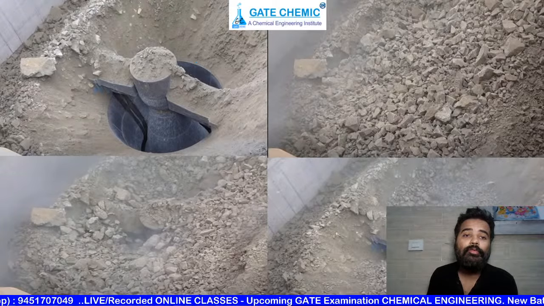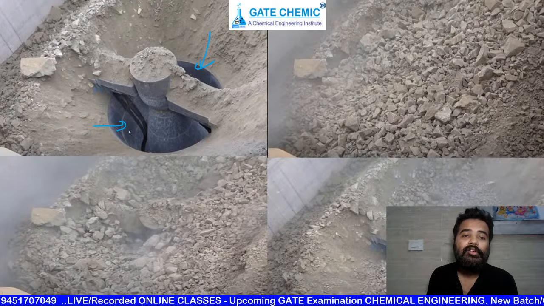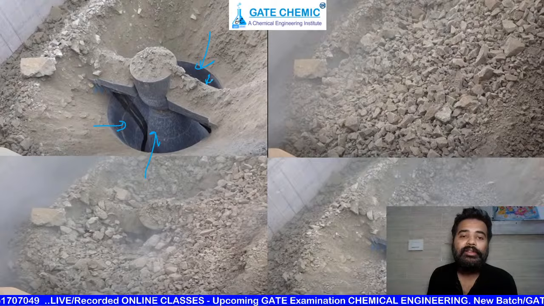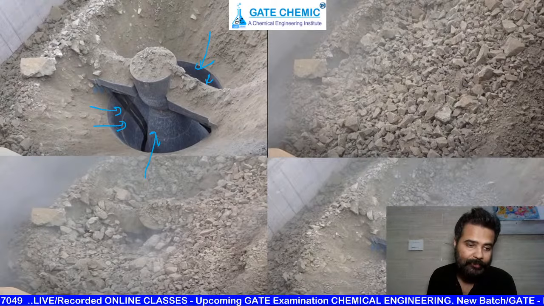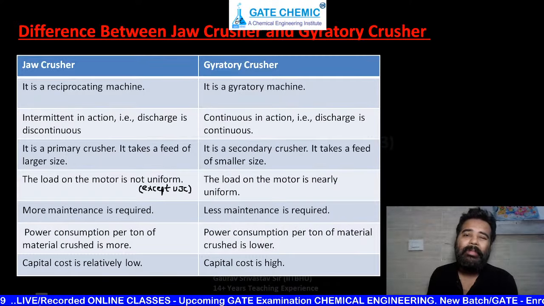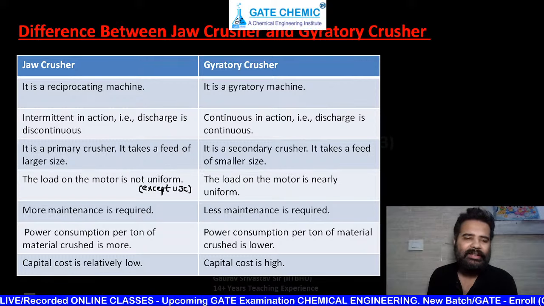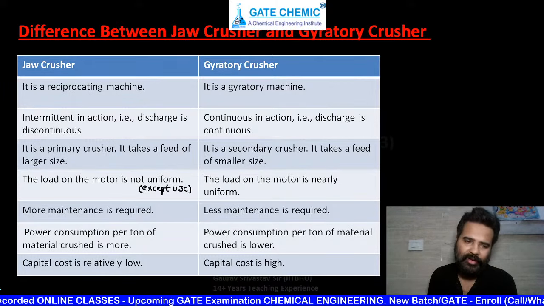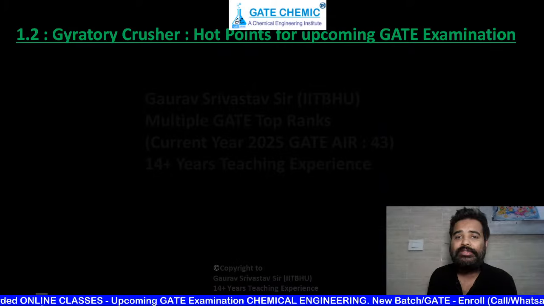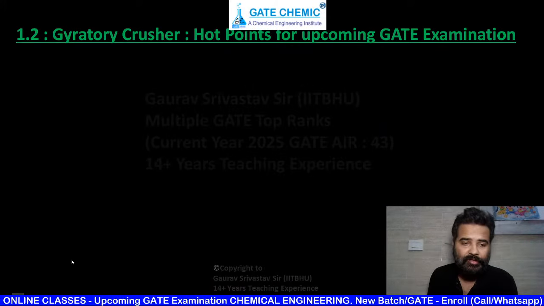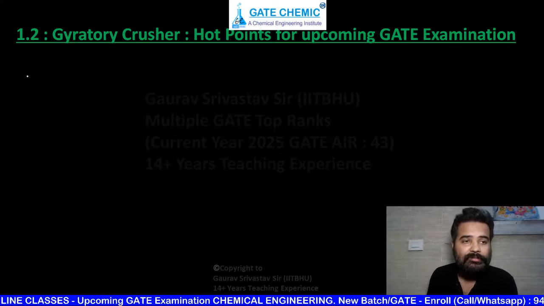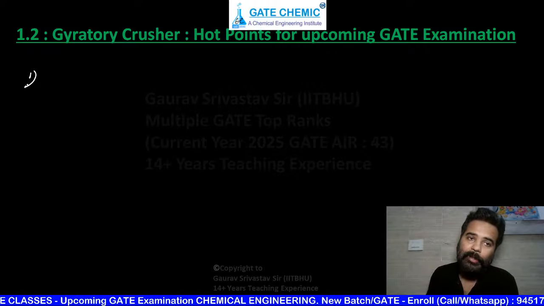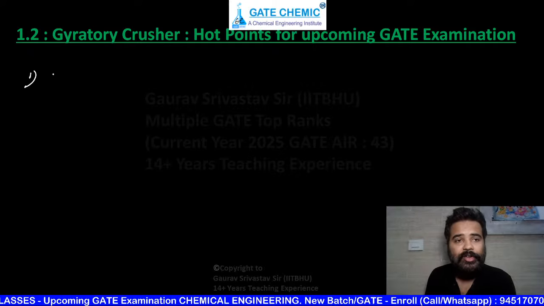You can see its top view. From here the feed is going to enter; the feed enters inside from here, beta. And this is a comparison between jaw crusher and gyratory crusher, just added by me. You can read it in the PDF. Not important, already discussed. So now gyratory crusher: what is important from this gyratory crusher, beta? Point number 1, gyratory crusher principle.